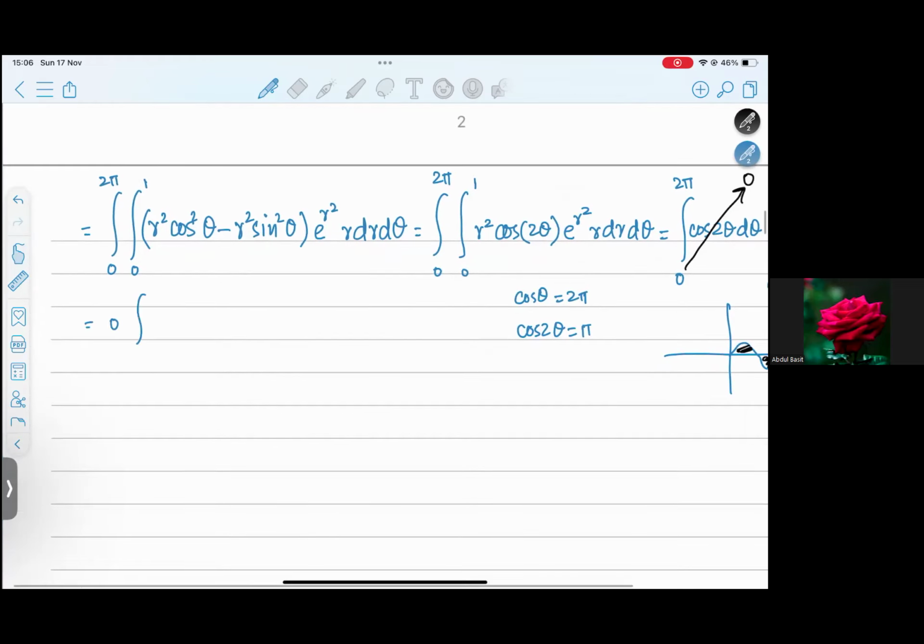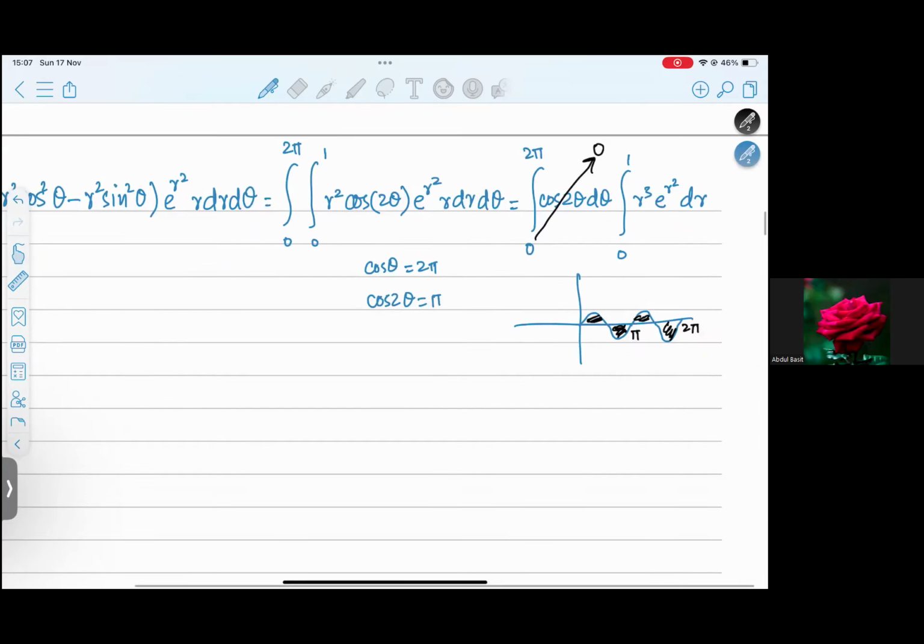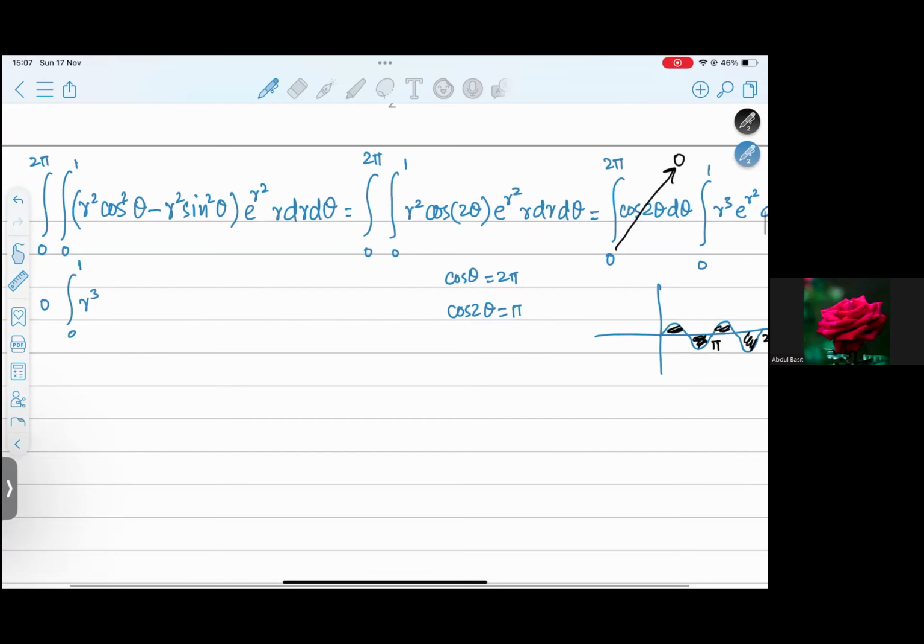0 times the integral from 0 to 1 of r cube e to the power r square dr, which is equal to 0.